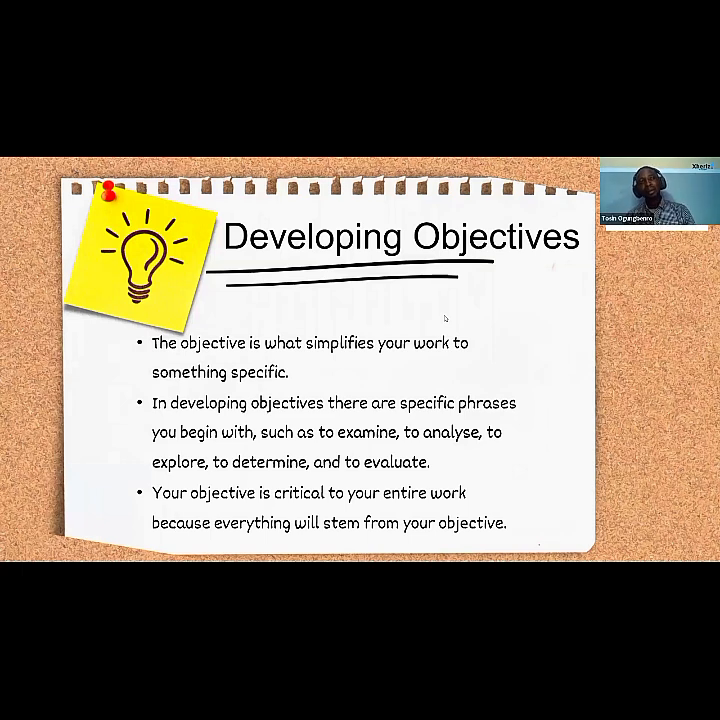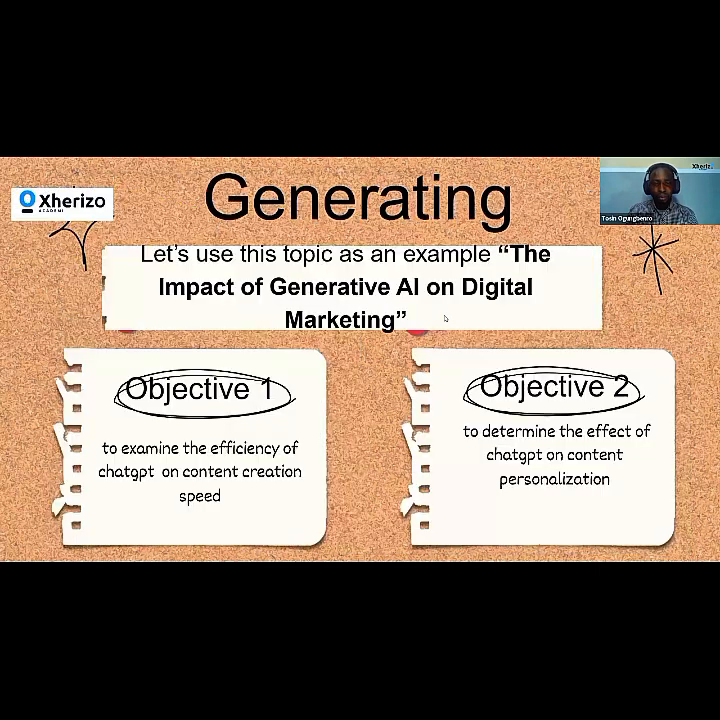For instance, let's go back to our objective here: to examine the efficiency of ChatGPT on content creation speed. Your research question for this research objective will now be: what is the efficiency of ChatGPT on content creation speed?